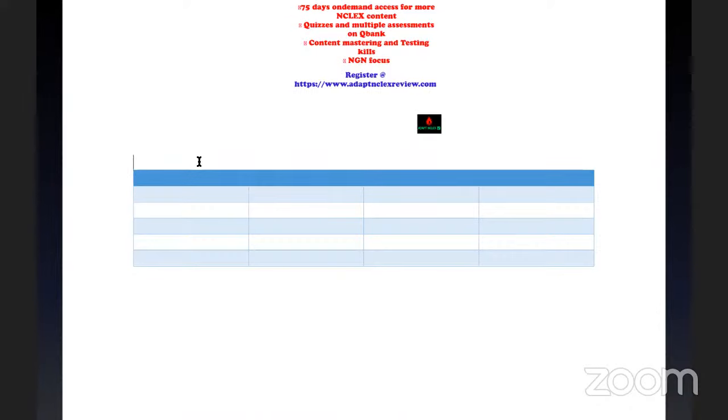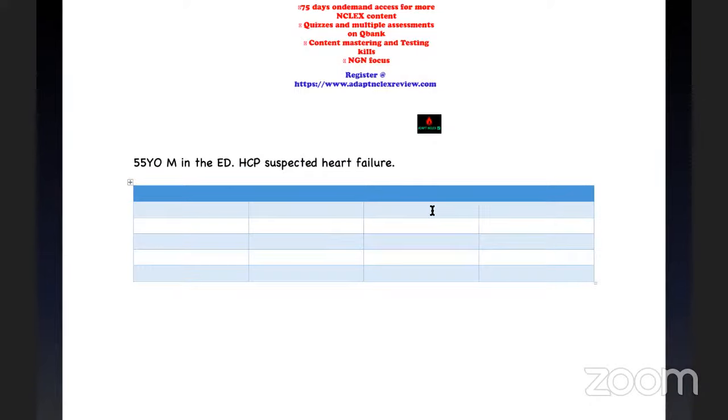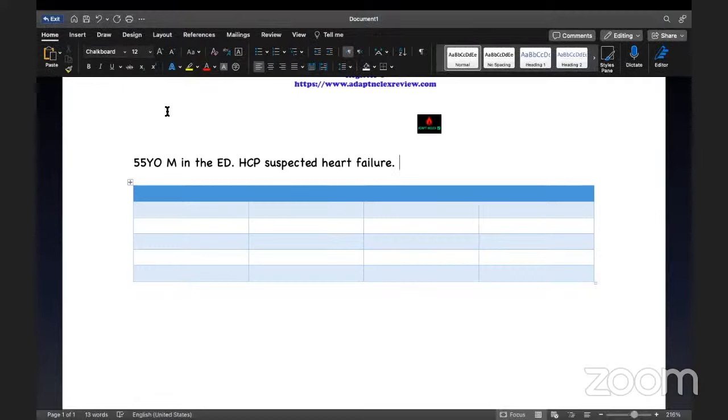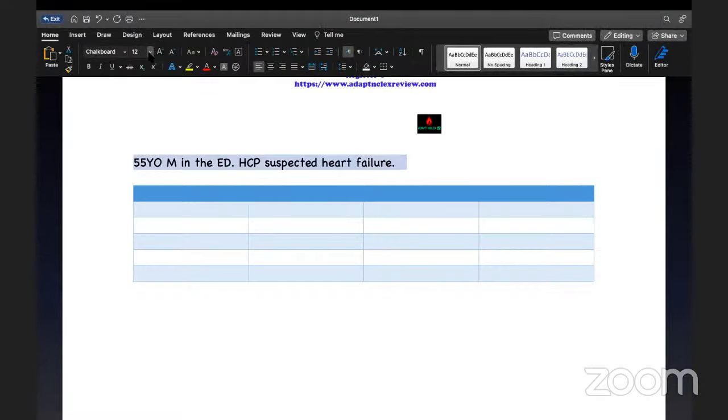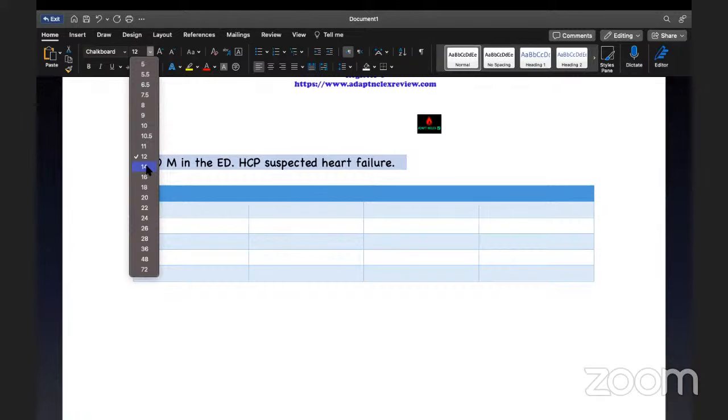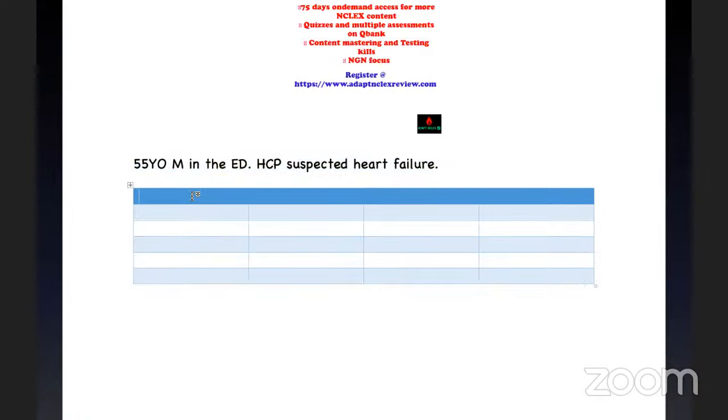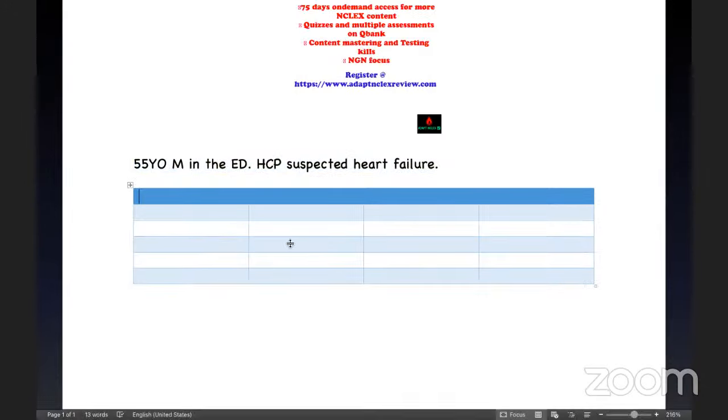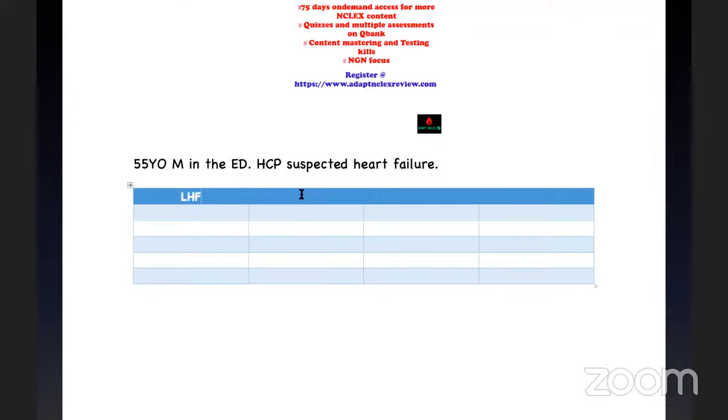So this is the question. You have a 55-year-old male in the emergency room with suspected heart failure. How can you figure out whether this patient has right-sided heart failure or left-sided heart failure?